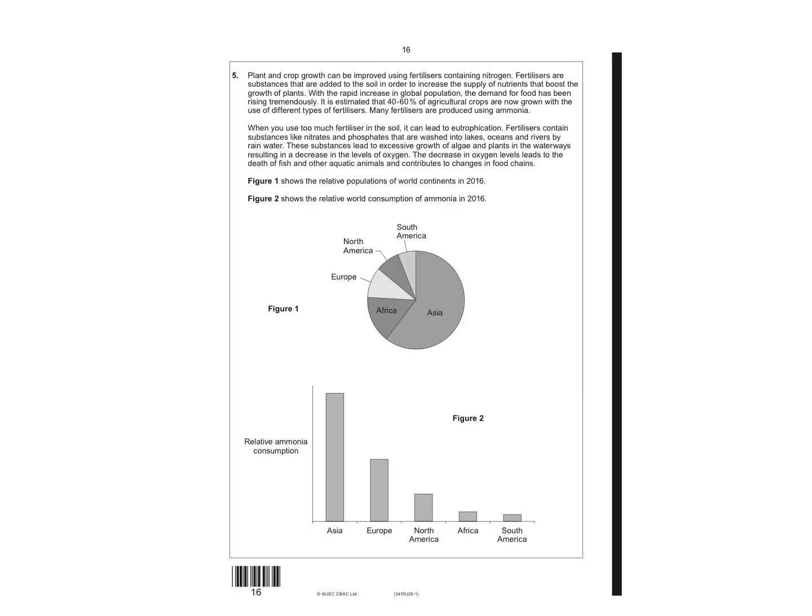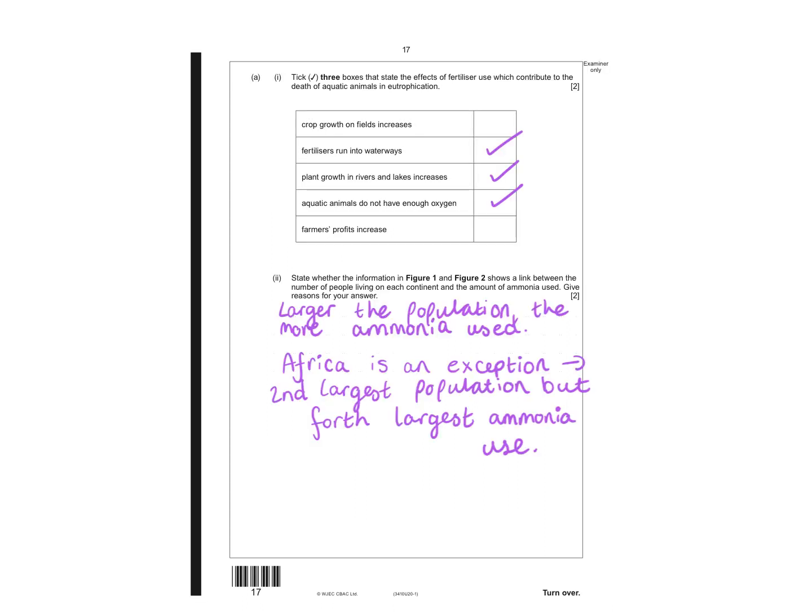Another blank page. Then a lot of information to read about fertilisers containing nitrogen and kind of graphs. And then there were some questions to answer. Tick 3 boxes that state the effects of fertiliser use, which can contribute to the death of aquatic animals. This is a lot of year 10 information from biology. Okay, so fertilisers run into the waterways, plant growth in the rivers and lakes increases, aquatic animals do not have enough oxygen. Remember, because of the sunlight, there's all that algae on the top and the sunlight can't get in.